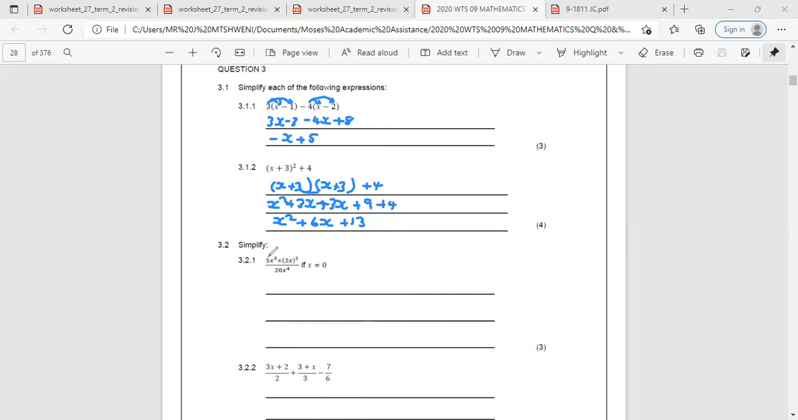This is 3 marks, so we'll just say 5x cubed. Then this one, 2 times 2 is going to be 4, plus 4x squared, divided by 20x to exponent 4. Let's take a common factor.